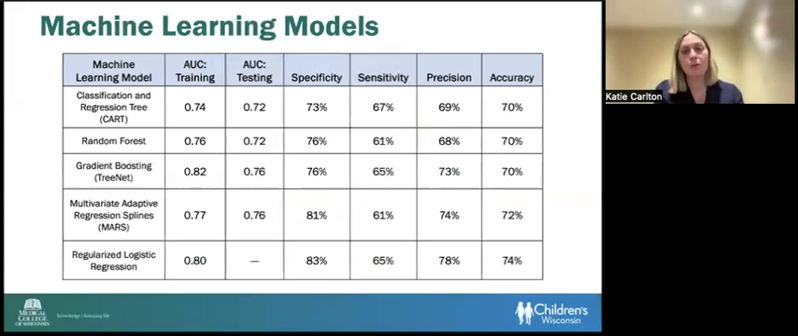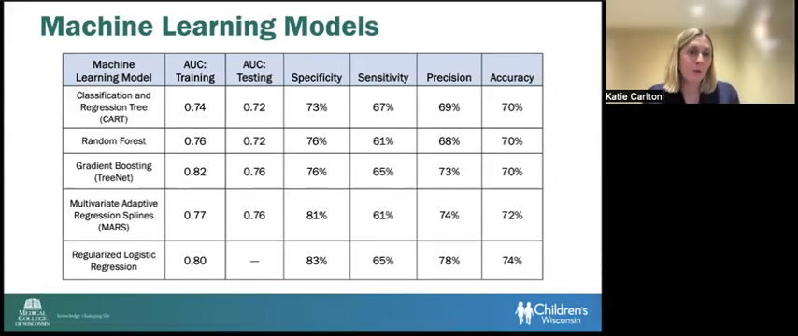This table shows the performance metrics for the 5 different machine learning models, and this includes the area under the curve for both the training and the testing data, specificity, sensitivity, precision, and accuracy. So let's walk through our first model, the CART model, which showed a training AUC of 0.74 with 73% specificity and 67% sensitivity. As comparison, an AUC value of 0.5 indicates the inability to discriminate between a normal and an abnormal outcome, and an AUC above 0.7 indicates good discrimination.